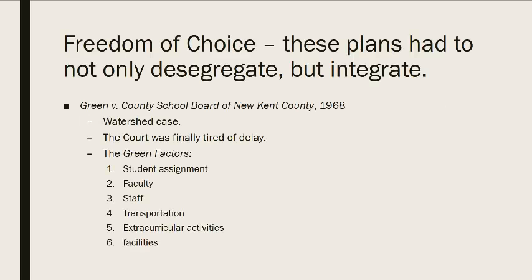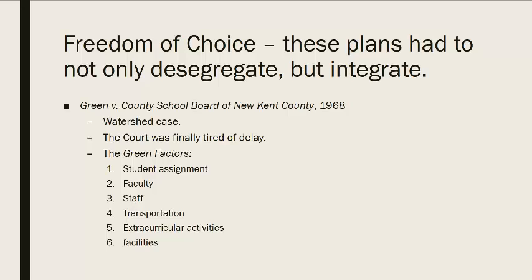So as a result of this, what we see are a lot of freedom of choice plans. Freedom of choice meaning districts would open schools and say, hey, all the black students can go where they want, and all the white students can go where they want. And what we saw was that typically races did not mix. And so even with the freedom of choice plans, which became popular in the 60s, the races were still not mixing and schools were still segregated. And so we see another case go to the court.